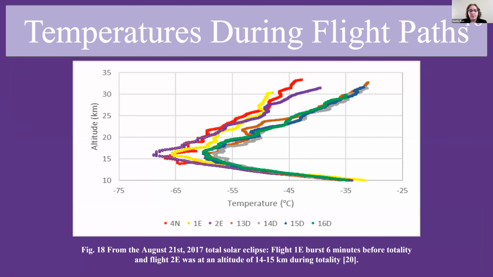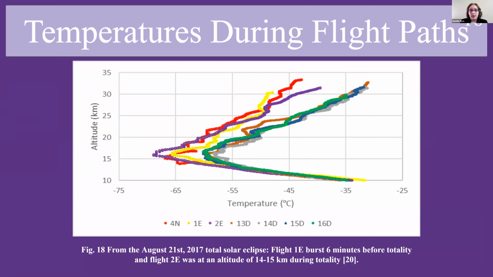Figure 18 shows the temperature data that we collected during various balloon flights. Flight 4N, the red flight, was a night flight. Flights 13D, 14D, 15D, and 16D were day flights, flown in their respective order, represented by the brown, gray, blue, and green lines. Flight 1E was the first eclipse flight, represented by the yellow line, and Flight 2E was the second eclipse flight, represented by the purple line.